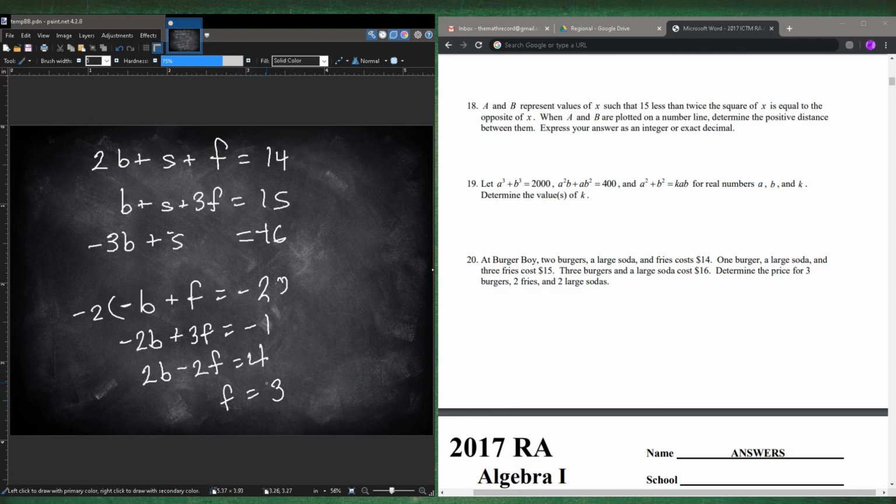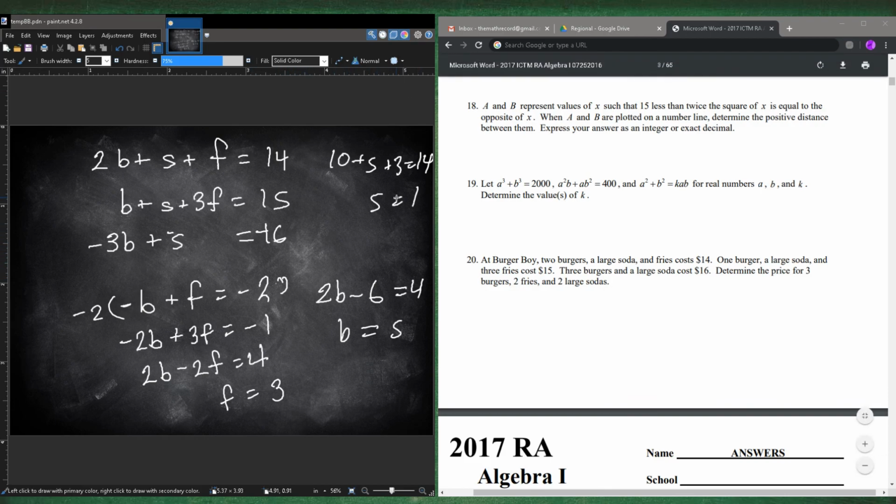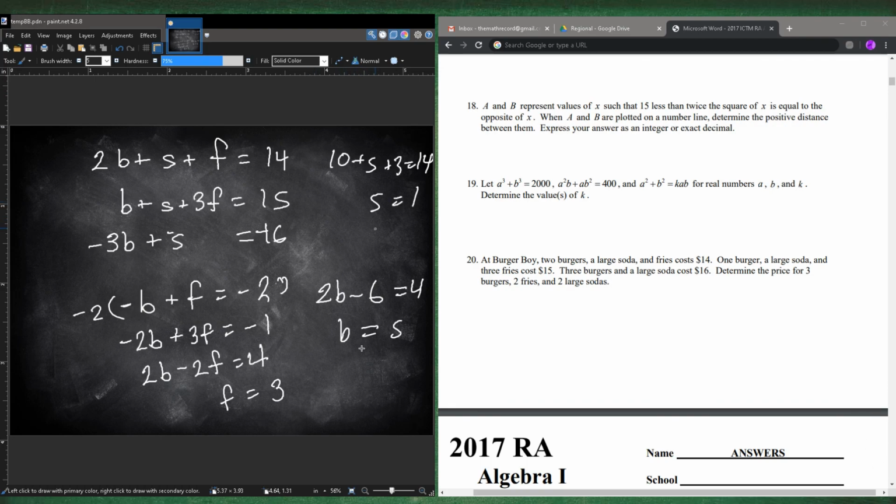If our fries cost $3, then what does our burgers cost? Well, we just substitute it back in, right? So 2b, 3 times 2 is 6, so minus 6 is equal to 4. So b is equal to 10 divided by 2 is 5, so our burgers is $5. So now we can substitute both of these into one of our original equations. Let's say this one. So 2 times b, which is 5, is 10. Our soda, we don't know, plus our fries, which is 3, is equal to 14. So our soda is equal to $1. Okay, so we know our three quantities. We know S is equal to 1, B is equal to 5, and F is equal to 3.